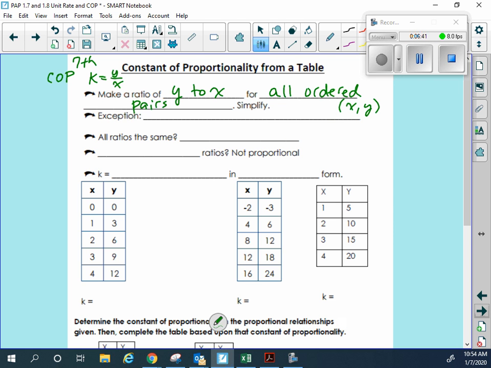There's only one exception: you do not make a ratio if X equals, what do you think? 0. Can anyone tell us why not? Do me a favor. Type any number into your calculator, and then divide by 0. And what does it say? Undefined. If you did it on your phone, it would probably say error. You can't divide by 0, you guys. So it's going to be undefined.